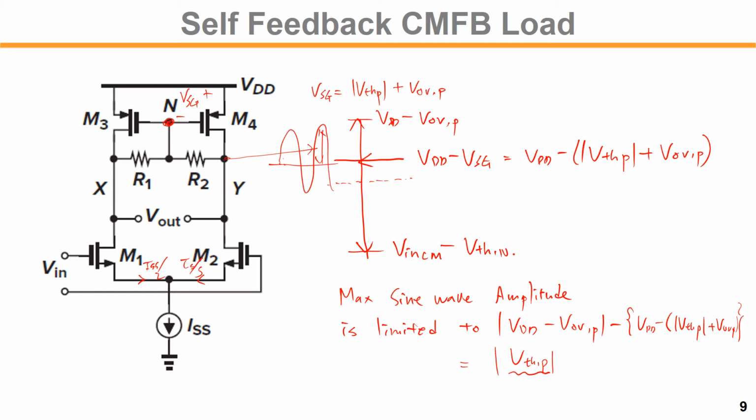So this kind of simple self-feedback common mode circuit provides us reliable self-bias, but at the expense of reduced output swing.